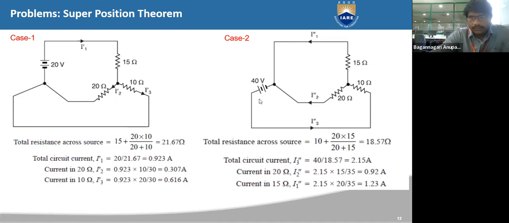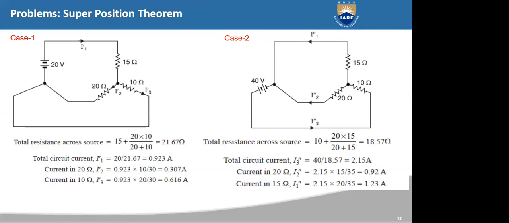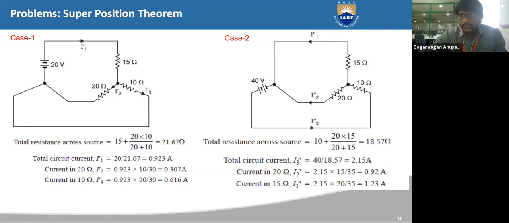So what is the resistance you are going to take as equivalent? Now these two will be in parallel, right? The 15 and 20 ohms will be in parallel, and that will be in series with 10 ohms, right? Are the equations okay? So what's the total resistance across the source?